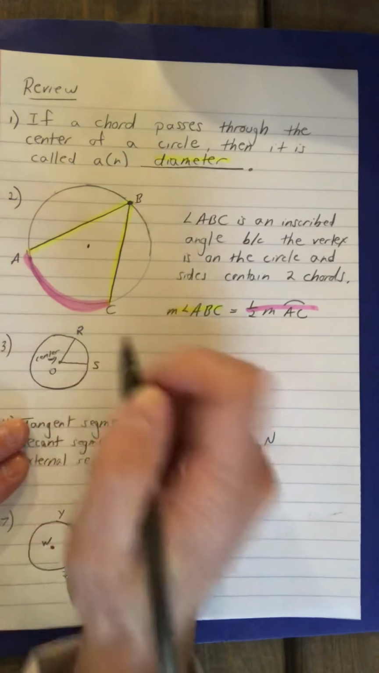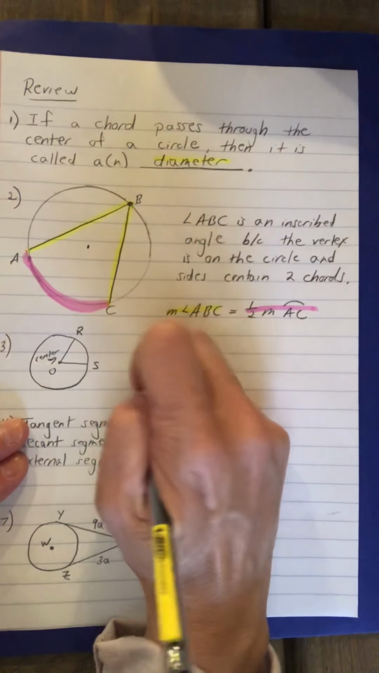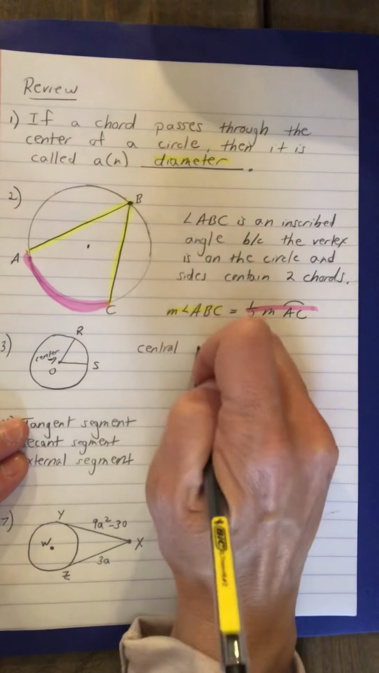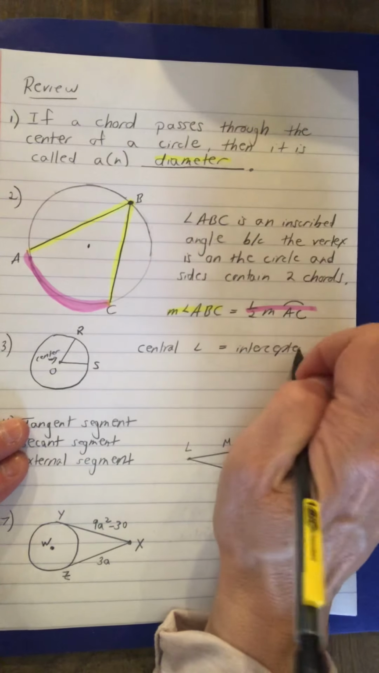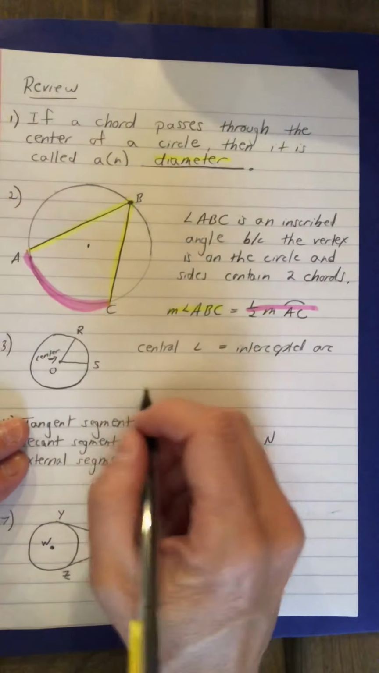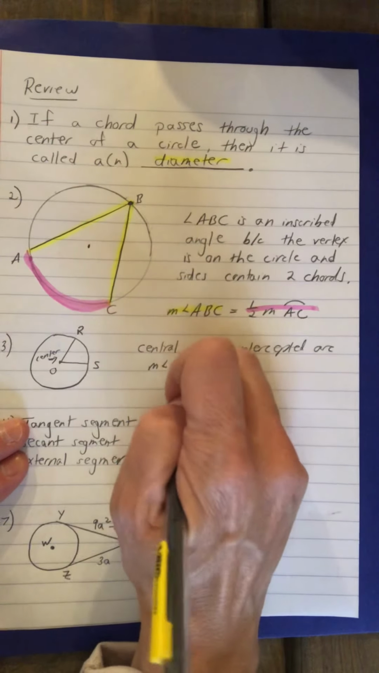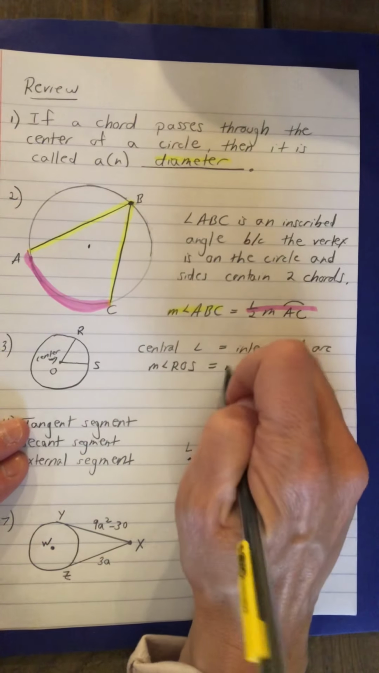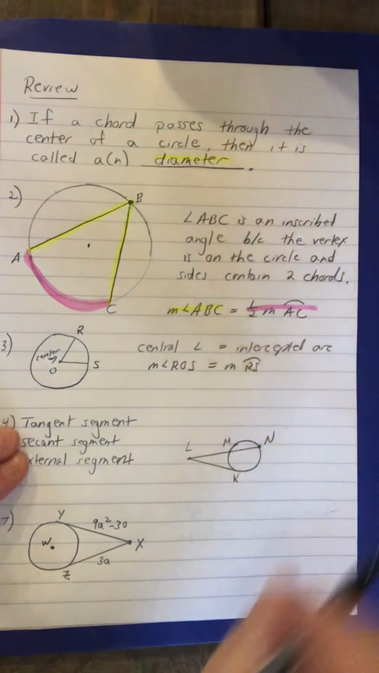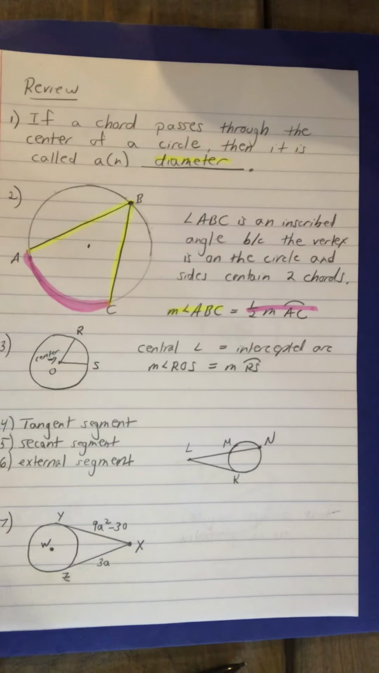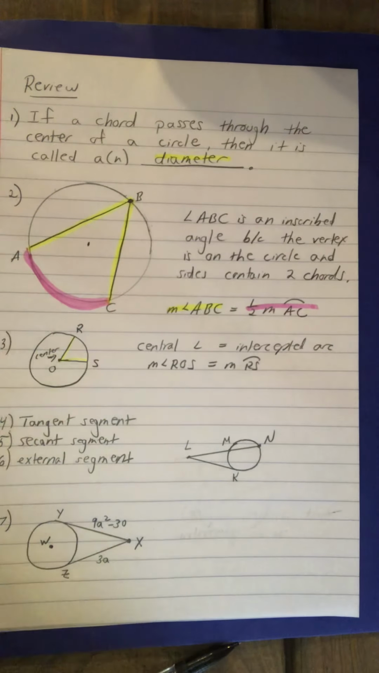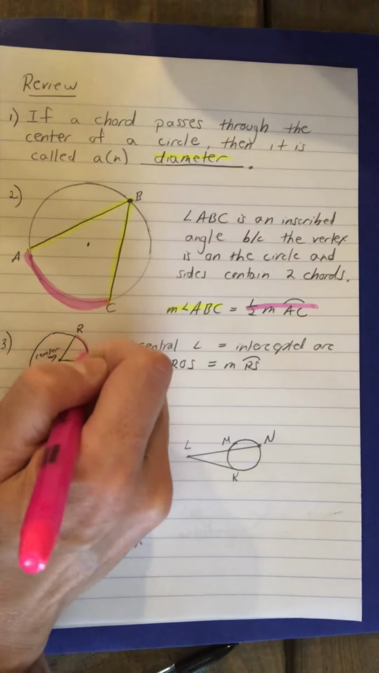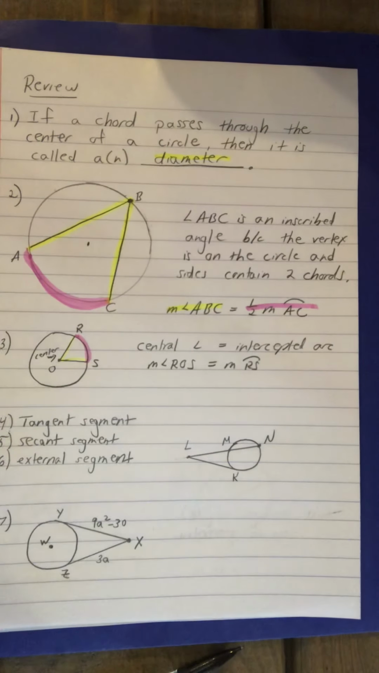And if I have a central angle, the central angle will equal the intercepted arc. So for example, in this case, the measure of angle ROS would equal the measure of RS. It equals the measure of its intercepted arc. So if you take a look at that, this is ROS, that's my central angle, and this is its intercepted arc right here. Now that's the minor arc. The intercepted arc is the minor arc when I look at that.